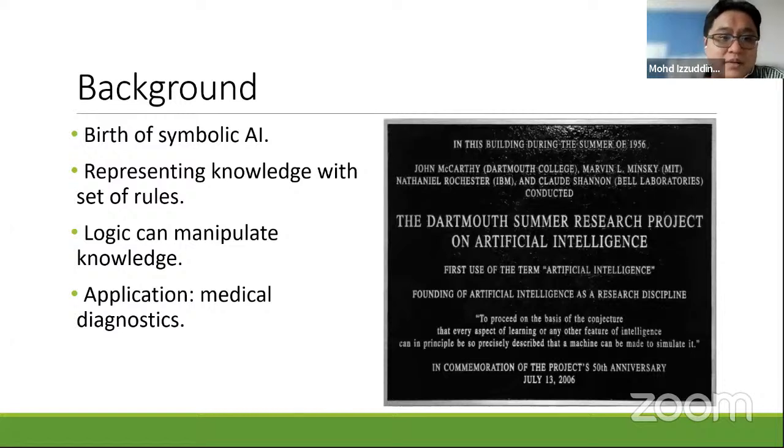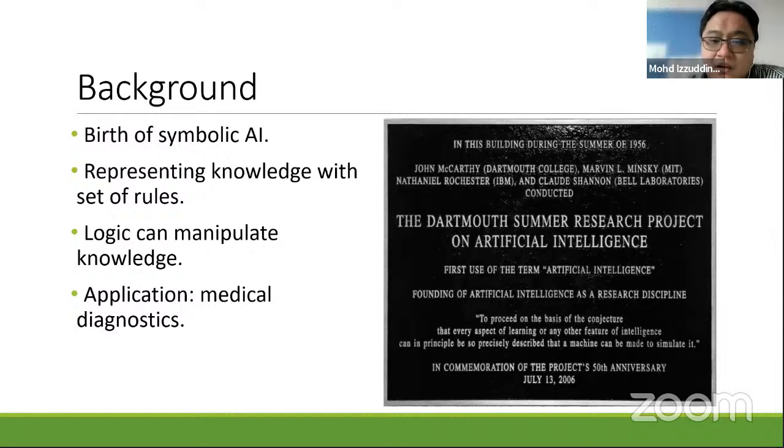Okay, a bit of background. Artificial intelligence was coined during a workshop led by Professor John McCarthy from Dartmouth College in the summer of 1956. It was a crowd of mathematicians and computer scientists, all the prominent ones. For example, Marvin Minsky from MIT, Rochester from IBM, and Claude Shannon from Bell Laboratories.